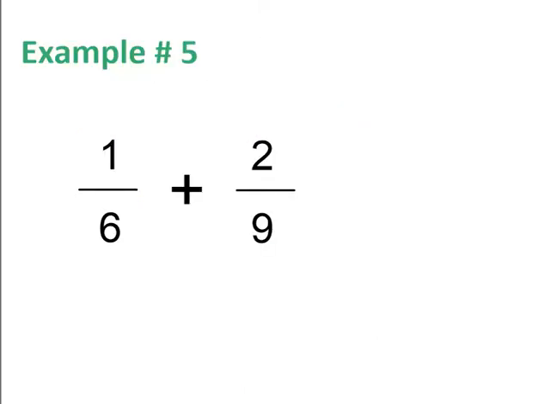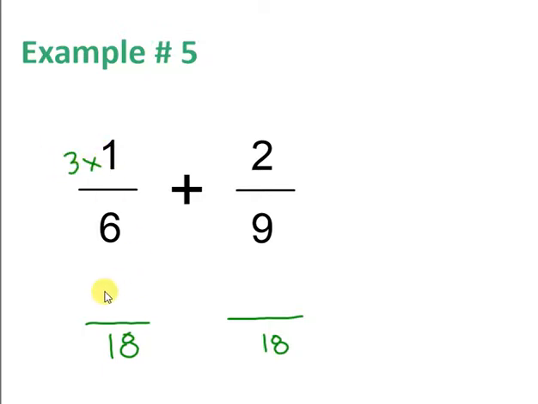So let's do one example here together. So the LCM of 6 and 9 is going to be 18. Now I need to make an equivalent fraction. Well, 6 goes into 18 3 times.